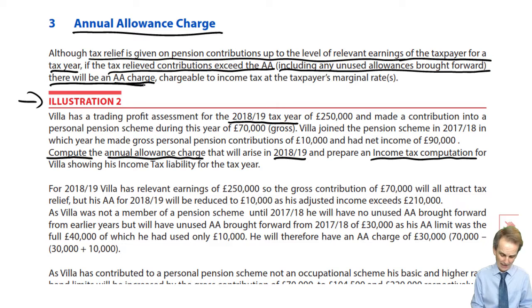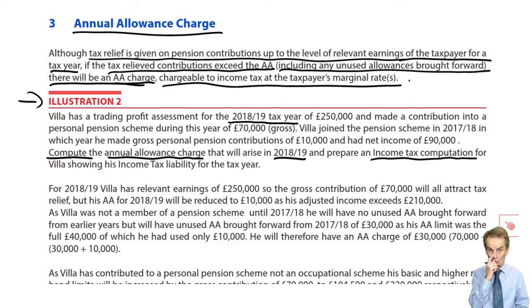So what's going on here, therefore? Also, of course, if there is an AA charge, as we said, it is chargeable to income tax at the taxpayer's marginal rate. So we're adding it on, effectively as tax liability, on top of the taxable income of the taxpayer for the tax year. There'll be an additional tax charge, hence at your marginal rate of tax, as we'll witness in this example.